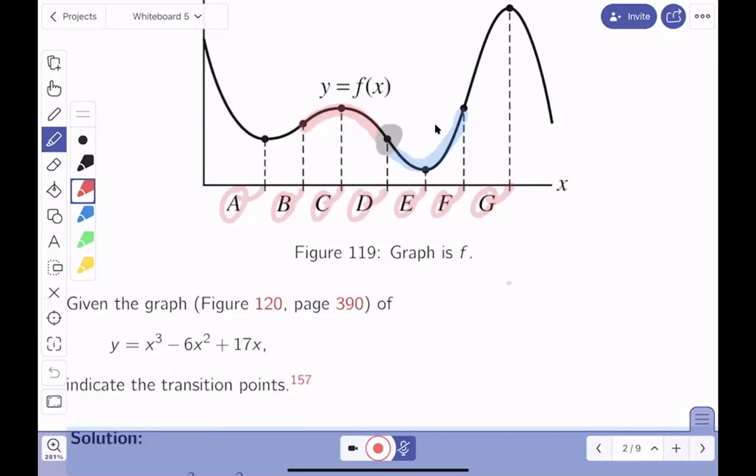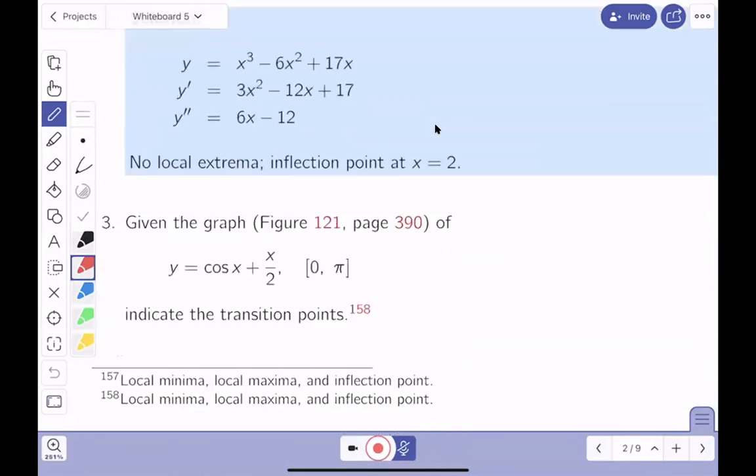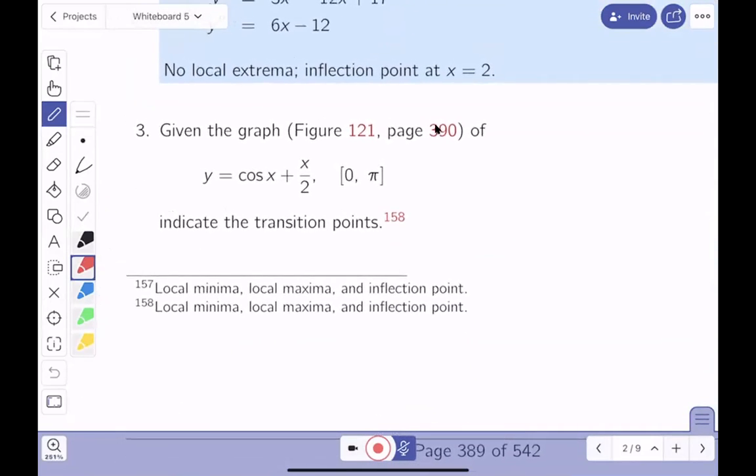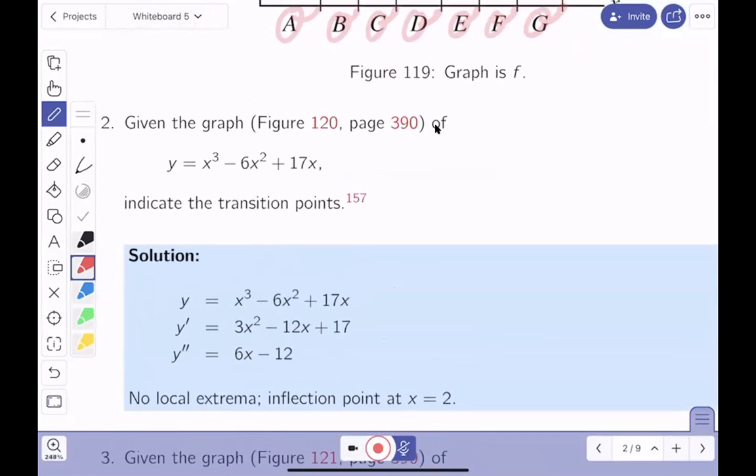Let's go to the next one. Given the graph, and the graph is given to us. I don't know if I need the graph, but it says given the graph. Maybe I do need the graph, but before I do that, I don't think I really need it. What I need is, given the graph, the indicated transition points. Someone says, what are transition points? We tell you: local min, local max, and inflection point. So I'll look at the graph, but right now I want to go through the work.